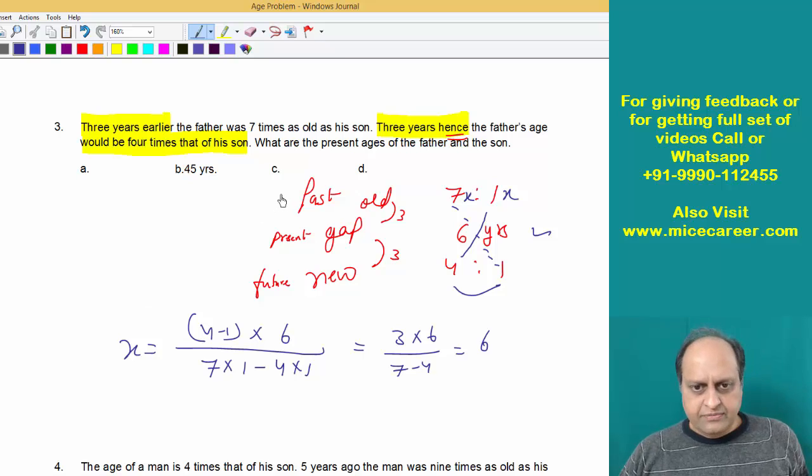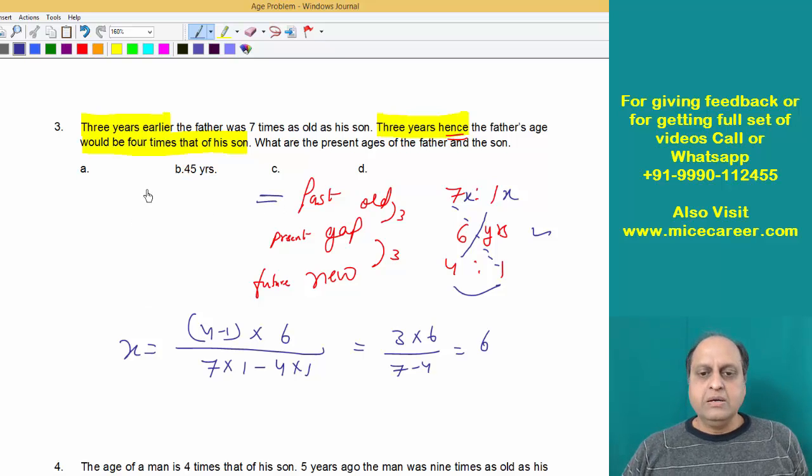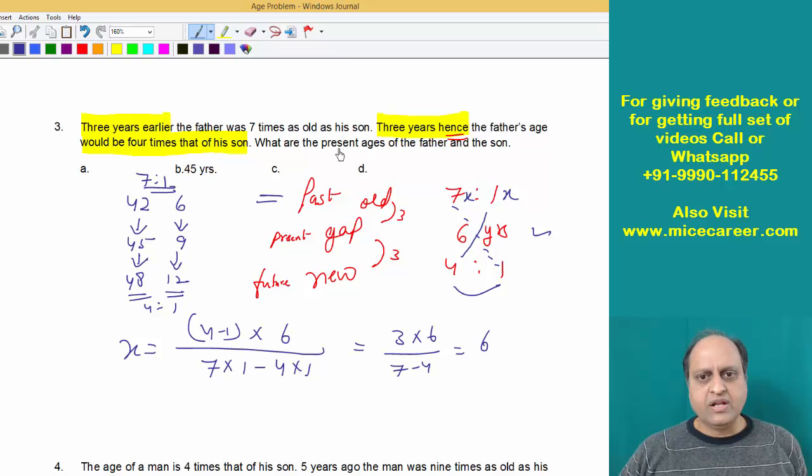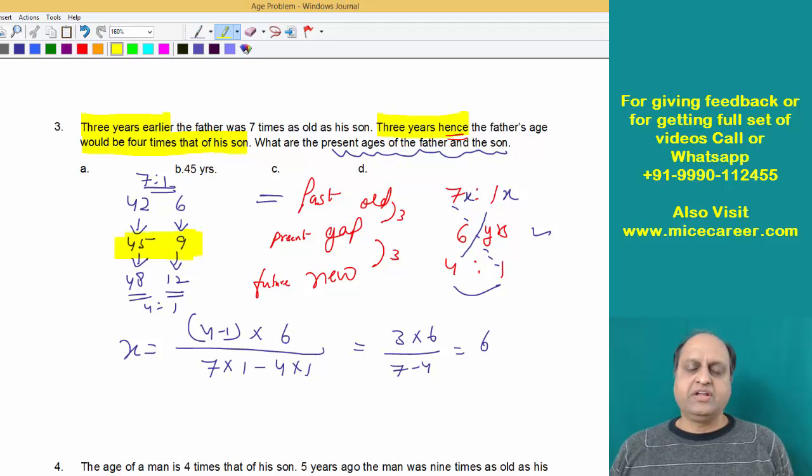So what you get? Past age is 7 times 6 are 42 and 1 into x, 6. After 3 years, present age will become 45 and this will become 9. 3 years hence, the age of father will be 48 and the age of the son will be 12. This ratio you can see is 4:1 and this ratio you can see is 7:1. What are the present ages of father and son? Present age is 45 and 9.